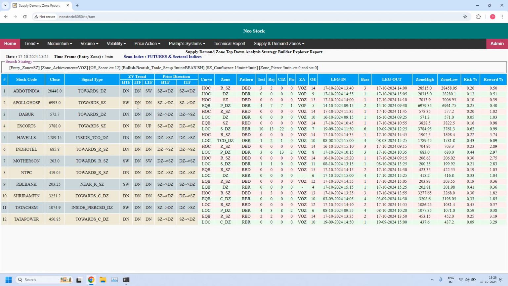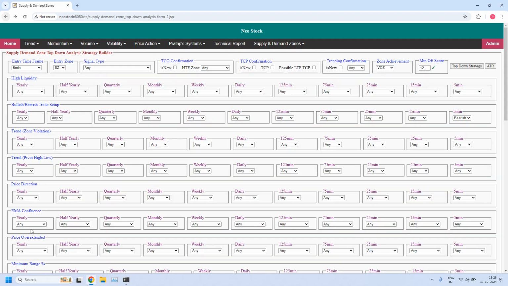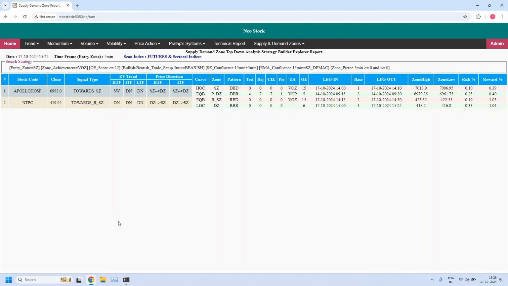If this 15-minute supply zone trend is downtrend, and if any of these 15-minute supply zones are having daily EMA confluence, they are even more high probability setups. So let's verify. In the EMA confluence, 15 minutes time frame, I am enabling the filter 15-minute supply zone with daily EMA confluence. 2 stocks are filtered. So these 2 are supporting high probability setups, the supply zones.